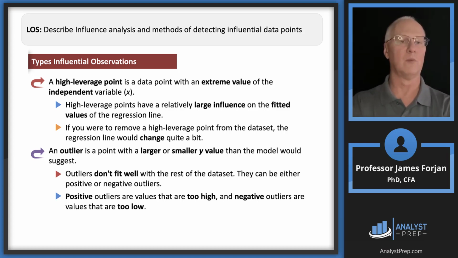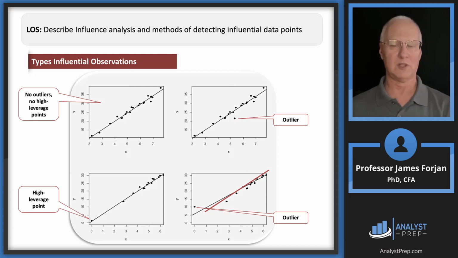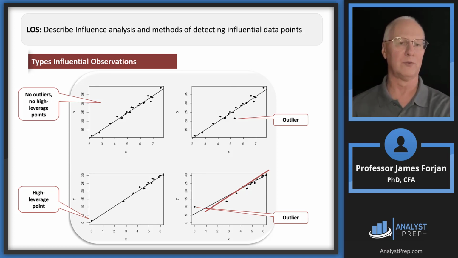Now we're going to use this term outlier, which is a point with a larger or smaller y value than the model would suggest. And so these could be too high or they could be too low. Now, the easiest way to do this is to just plot your data. And clearly you can see in the top left there, no outliers, no high leverage points, because there's the line, right? It's an upward sloping line, and all of the X and Y's fall pretty close to the line.